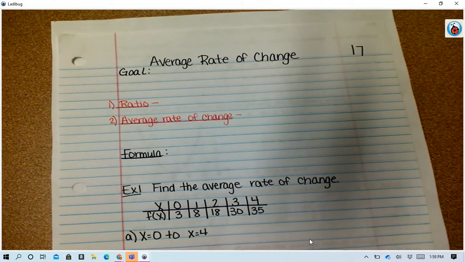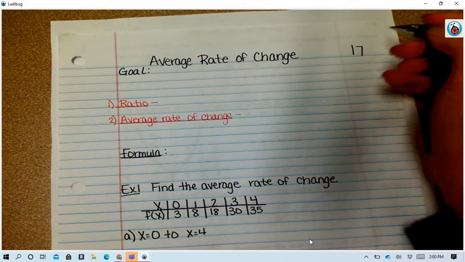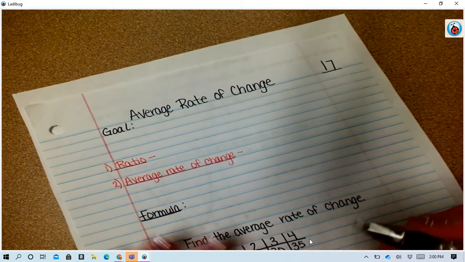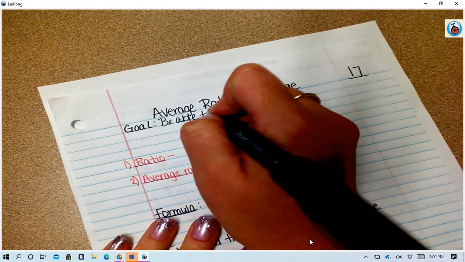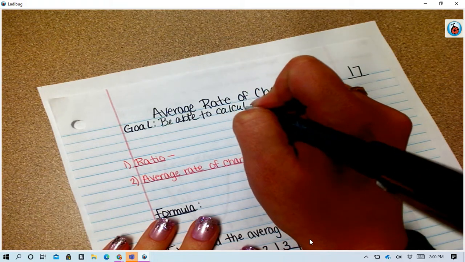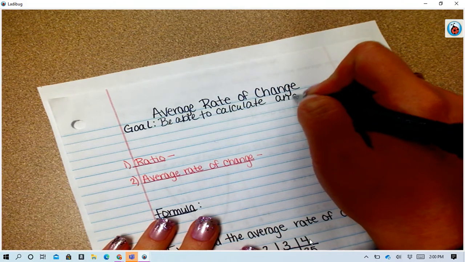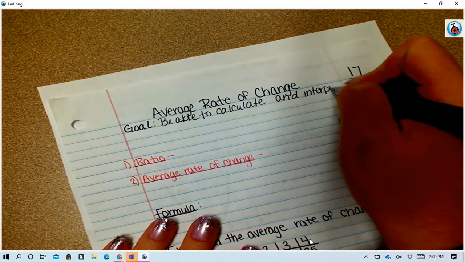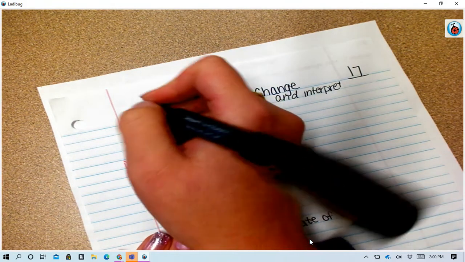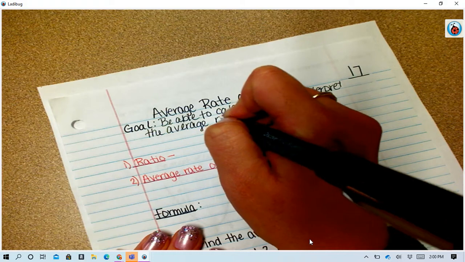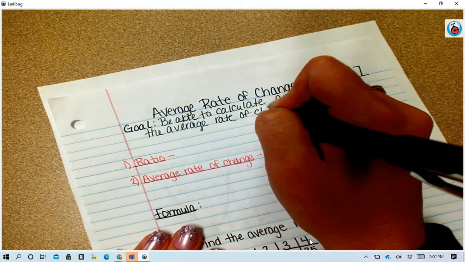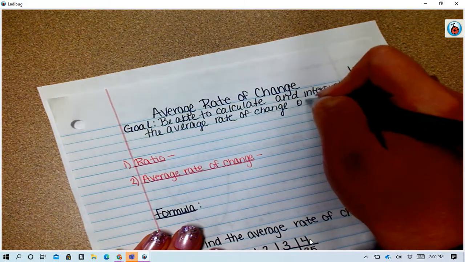Page 17 is going to be our last set of notes for this quarter, and we are going to move on to average rate of change. So this should be page 17, and the goal is to be able to calculate and interpret the average rate of change of a given function.